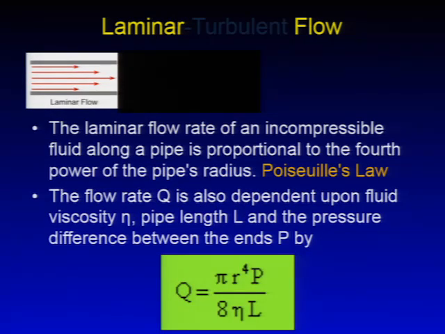So laminar flow follows the Poiseuille law. As you can see in the bottom, the rate of the flow is proportional to the fourth power of the pipe's radius, which is r. Therefore, when you increase the radius of the pipe by 2 times, you will get 16 times more flow rate. And the flow rate Q is also dependent upon the fluid viscosity, pipe length, and also the pressure difference between the ends of the pipe.